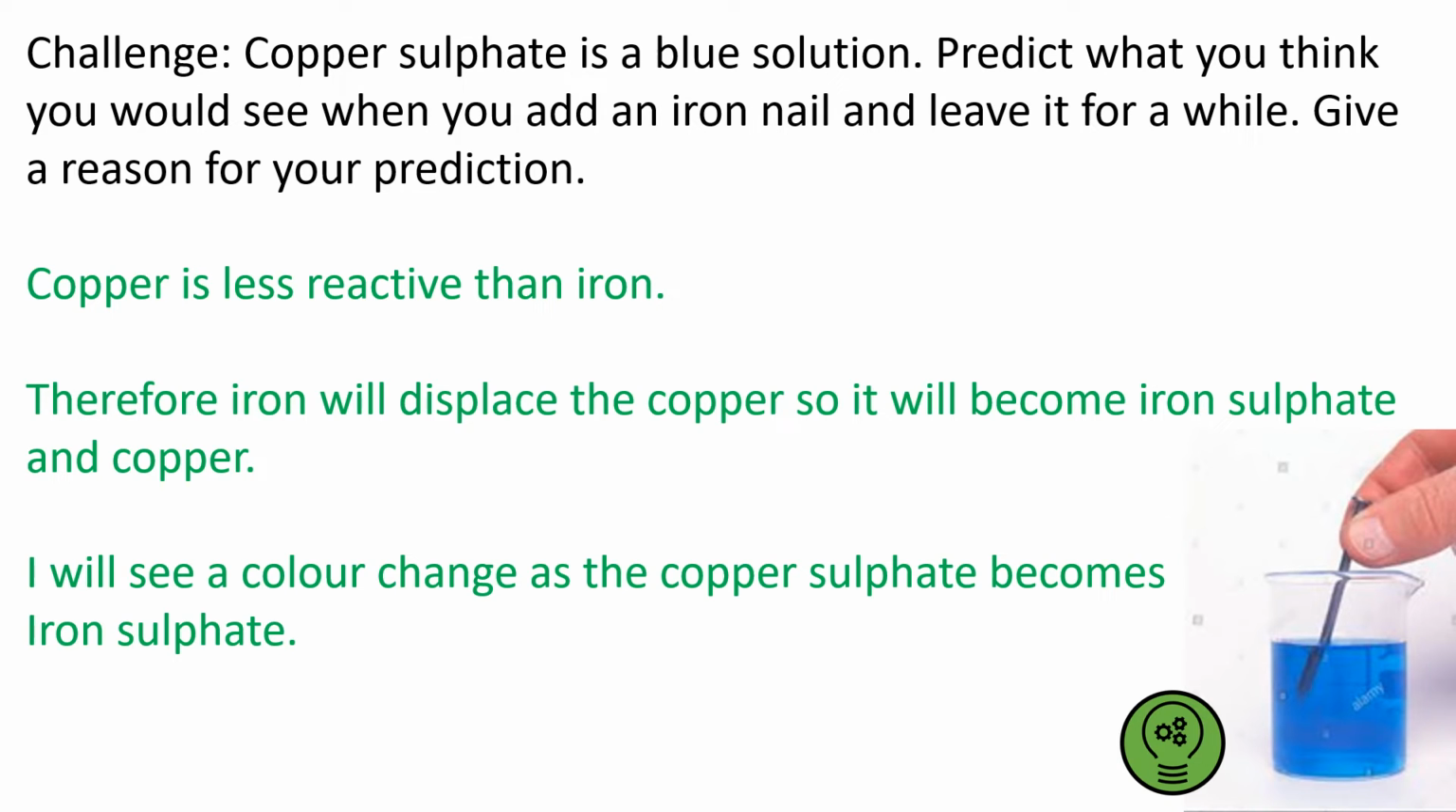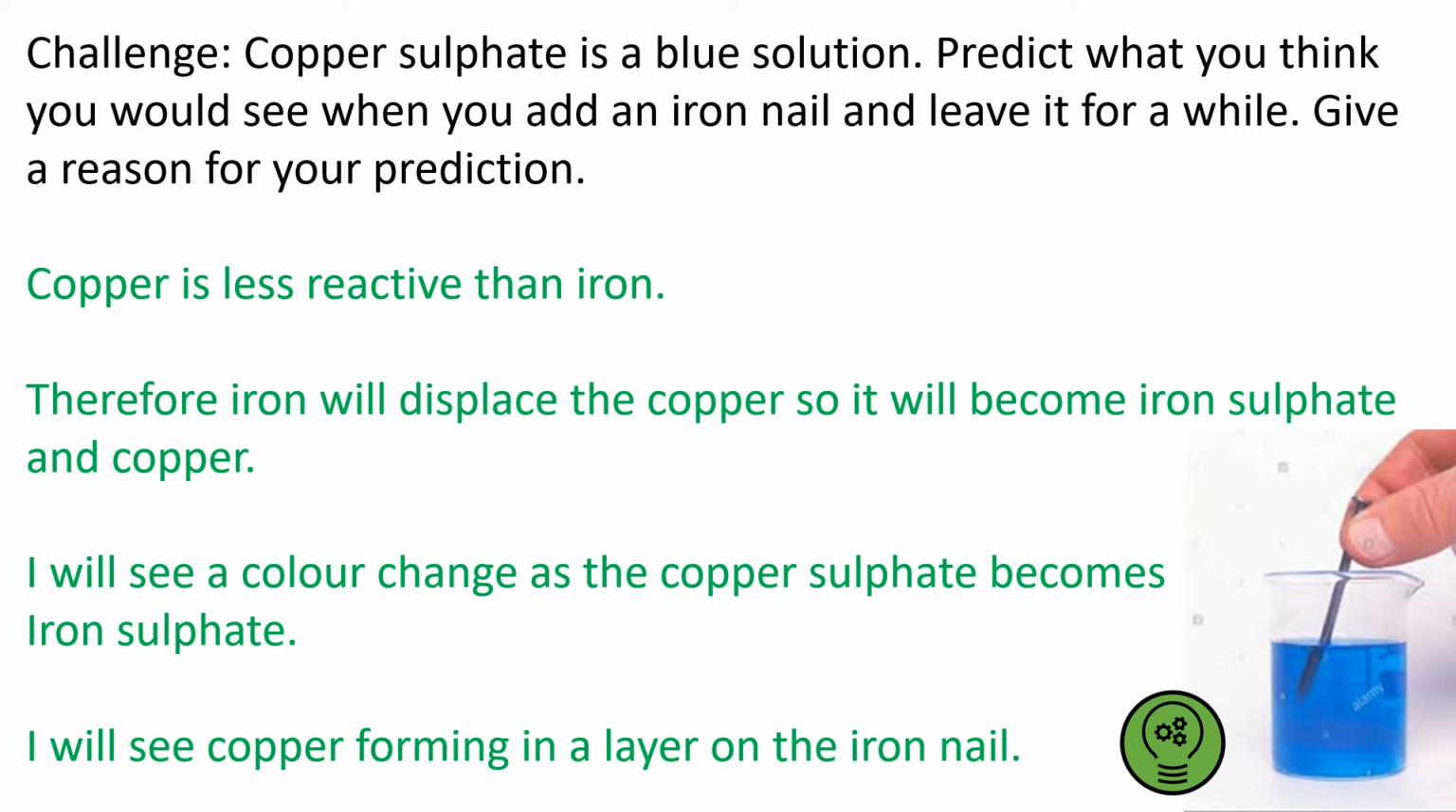But where would the copper go? Well, I would actually see solid copper forming either at the bottom of the liquid or around the layer of the iron nail as it's attracted to the metal itself. So I would see copper forming in a layer on the iron nail. If you didn't get there yourself, hopefully you can see the logic there. Copper sulfate is blue, so as it becomes less copper sulfate and more iron sulfate, it gets less and less blue over time until actually it becomes clear.